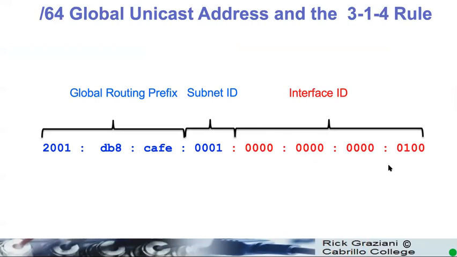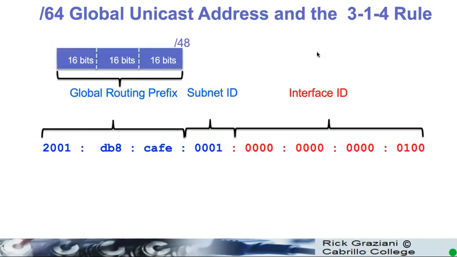Okay, before we get there, let's talk a little bit about the global unicast address, the 314 rule. I'm going to show you how to easily change the global routing prefix in a later video. But for now, I want to show you how easy it is to recognize the subnet. So here at Cabrillo, we got a /48. I call this the 314 rule, and you can modify this rule depending upon what your global routing prefix is.